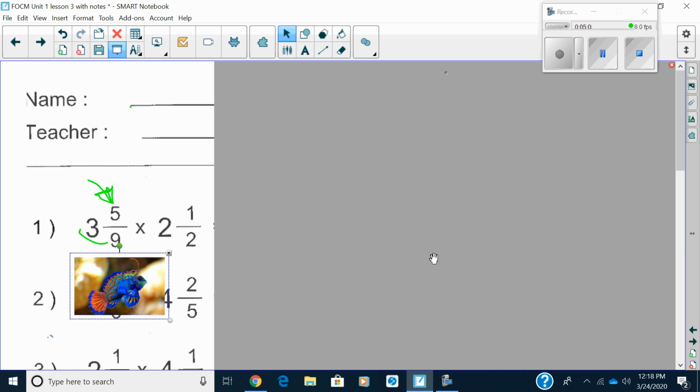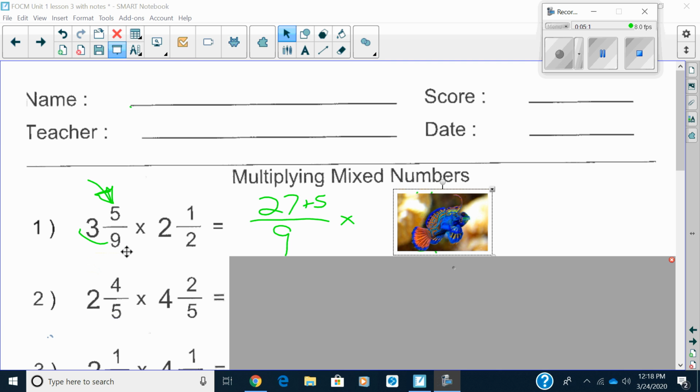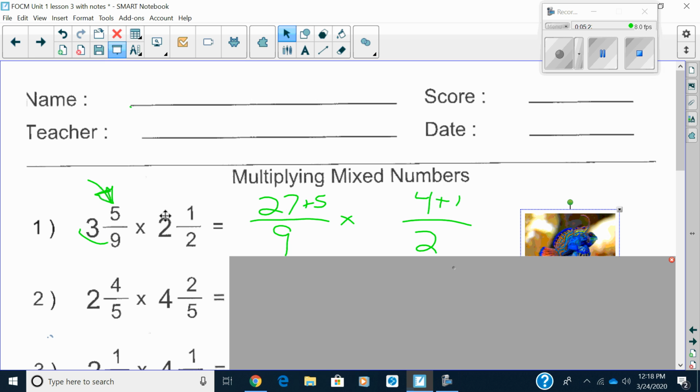That was yesterday's lesson. I saw that the link was broken. So there we go. 3 times 9 is 27 plus 5 is 32 over 9. You got to do the same thing here. Do you know what we're going to do? 2 times 2 is 4 plus 1 is 5 over 2.